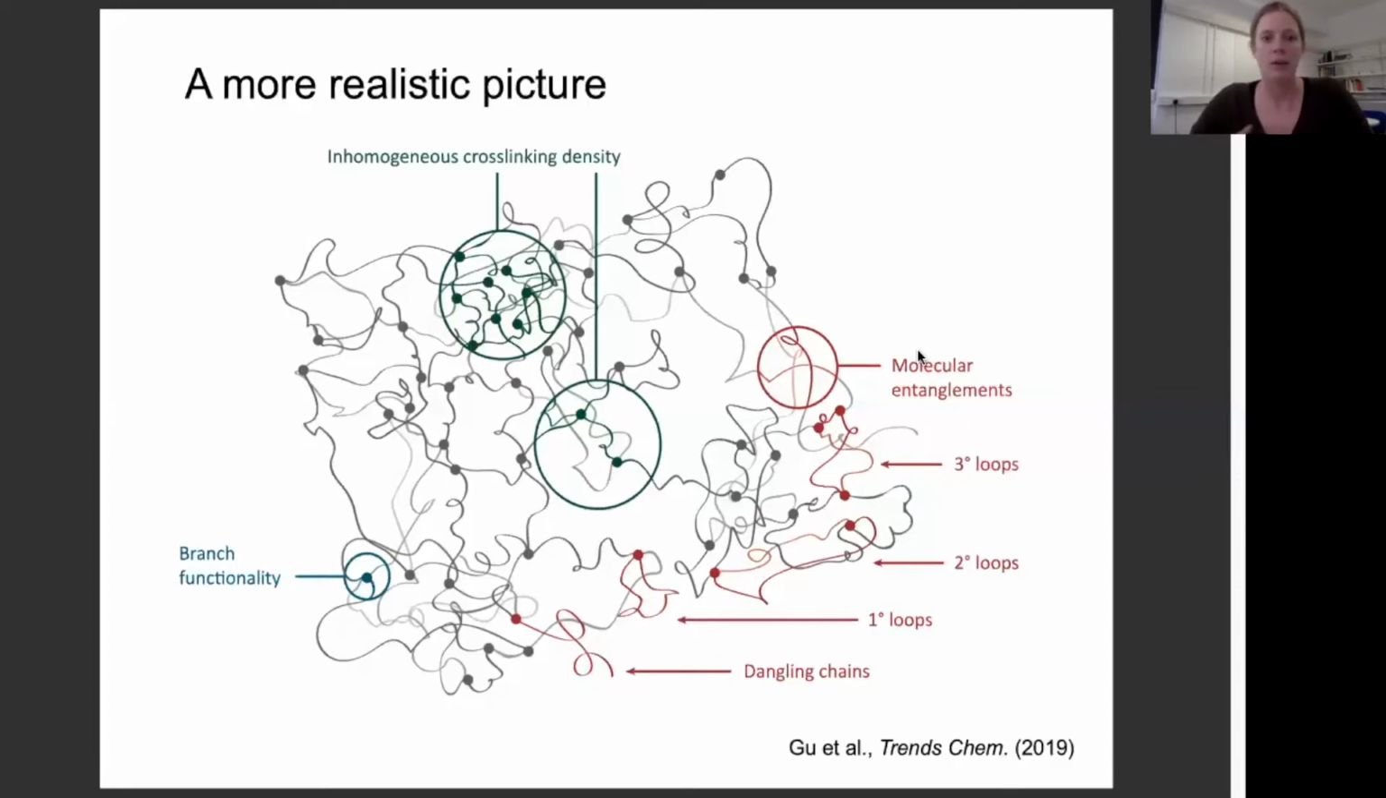All these features in the network complicate the analysis when it comes to understanding the relationship between architecture and properties. These challenges come on the side of experiments, because it's quite difficult to precisely quantify and measure these defects in the real system. It's also a challenge from the modeling point of view, because these features arise at a length scale that is usually inaccessible with atomistic techniques or molecular dynamics simulation, for example. And from a continuum modeling viewpoint, these are features that are usually not included in continuum mechanics descriptions.